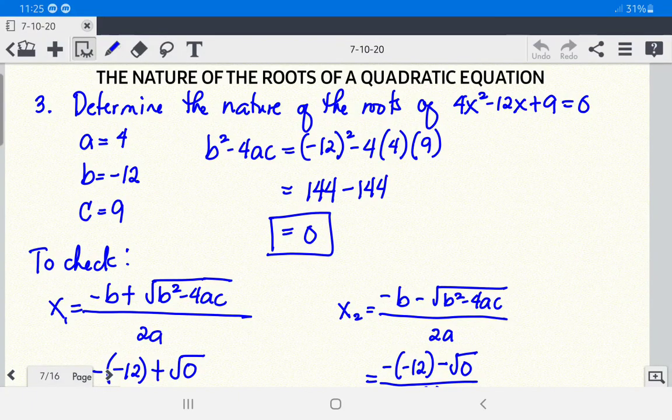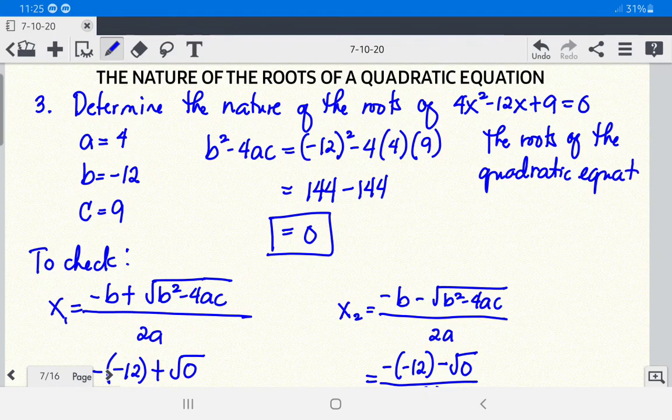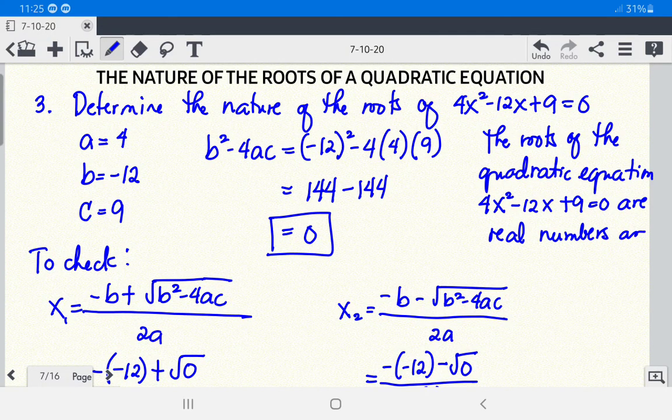So, we can say that the roots of the quadratic equation 4x squared minus 12x plus 9 equals 0 are real numbers and are equal.